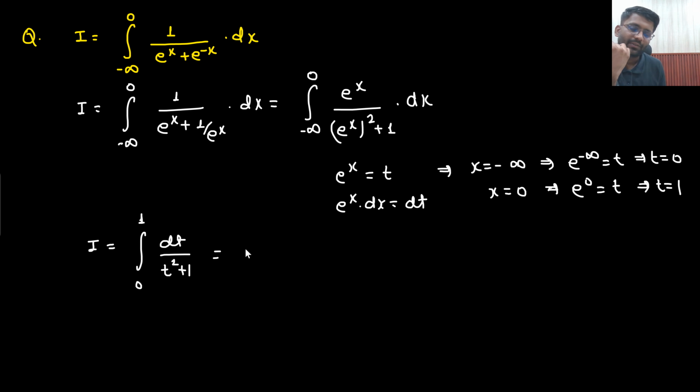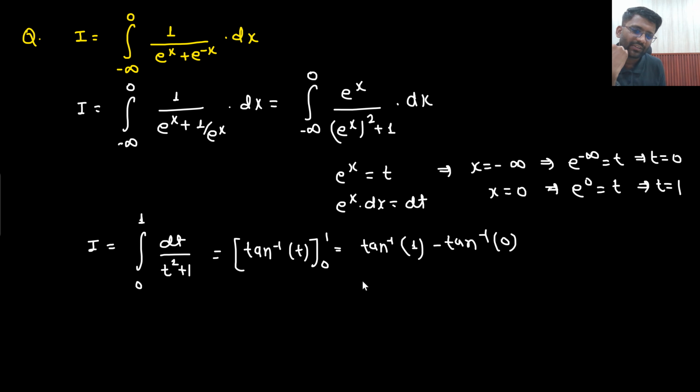Right? So that would be tan inverse t. Going from 0 to 1, it will be tan inverse 1 minus tan inverse 0. Tan inverse 1 will be pi by 4, and tan inverse 0 will be 0 only. That's the answer. Very simple process, very straightforward. JEE kind of questions we are solving here.